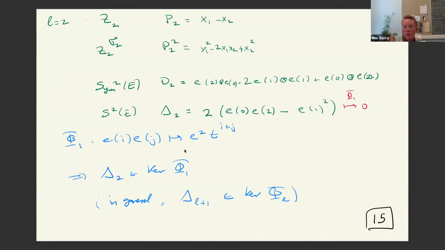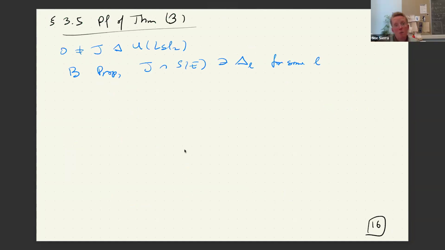So we now have enough stuff so that we can prove our theorem that says that any two-sided ideal contains the kernel of some phi L. So let's take a two-sided ideal of the enveloping algebra of our loop algebra. Let's call that J. And J intersect S of E is an H ideal of S of E, we've seen. And we've also seen a couple of slides ago that any non-zero H ideal contains some delta L. So we've got some delta L sitting inside our two-sided ideal J.